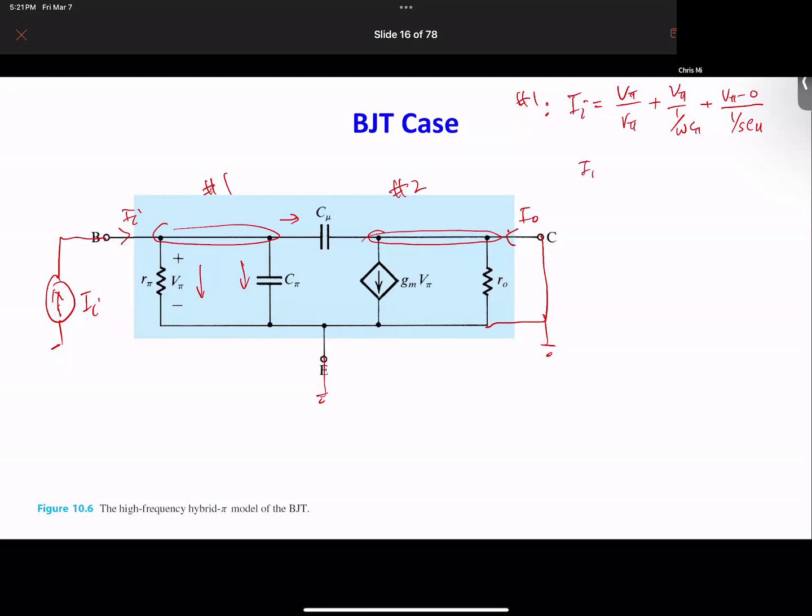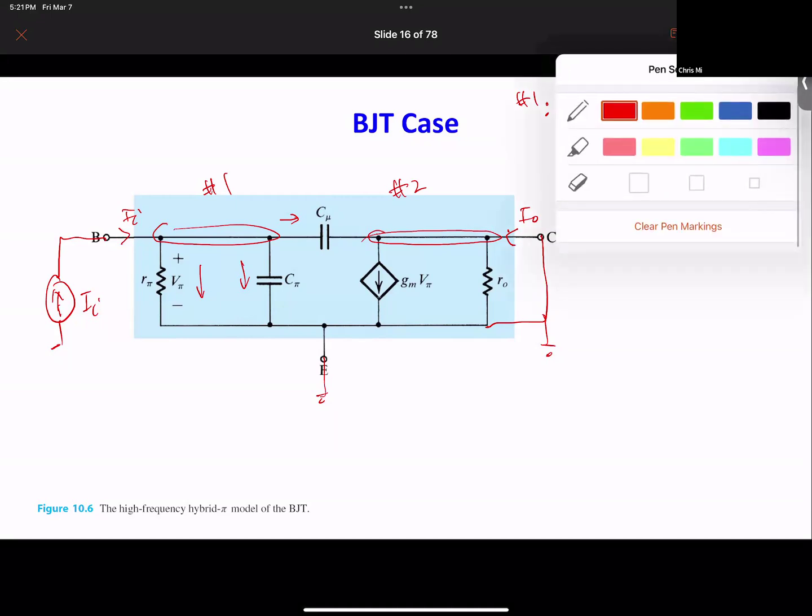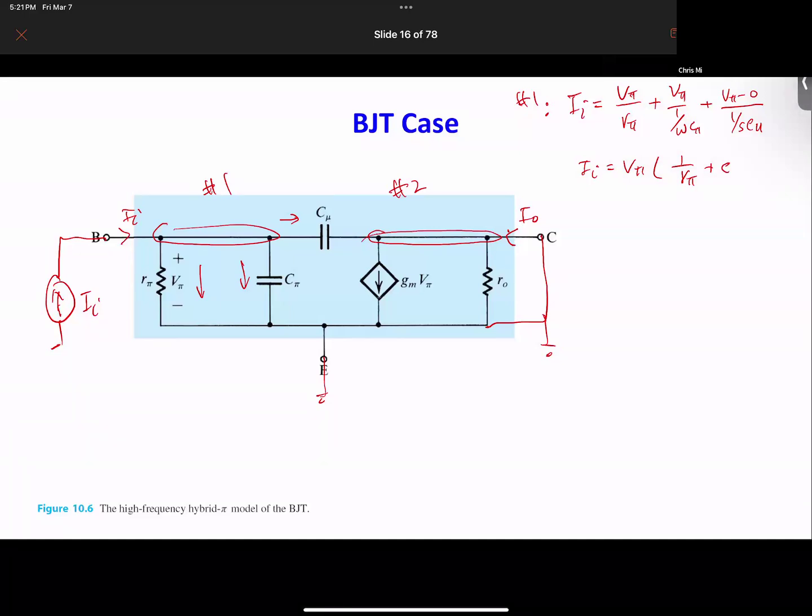So from here we get II equal to V pi times (1 over R pi plus S C pi plus S C mu). Let's use S constantly, not using omega anymore. So we've got this, which means V pi is equal to 1 over this whole thing, 1 over R pi plus S C pi plus S C mu, and then times II. So that's node number 1.